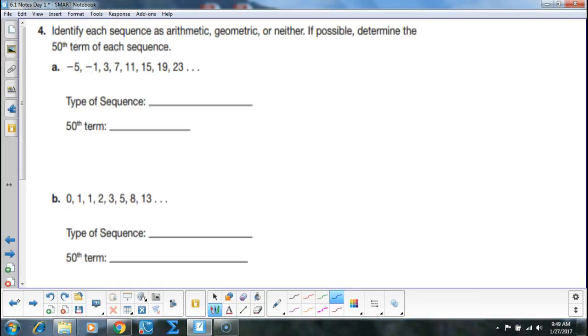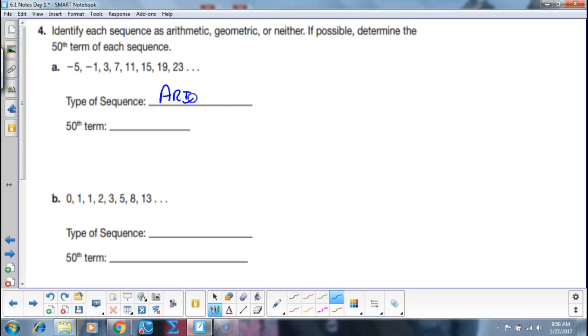So let's spot check here. First one, part A, type of sequence. I don't have a linear, I have an arithmetic. Why is it arithmetic? Because it's a linear relationship. Okay? Because we're adding 4 every time. Okay? So the type of sequence here would be an arithmetic.